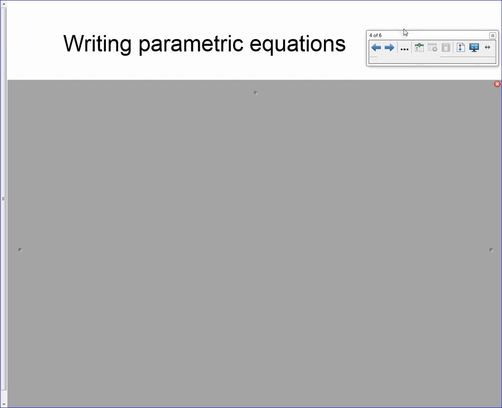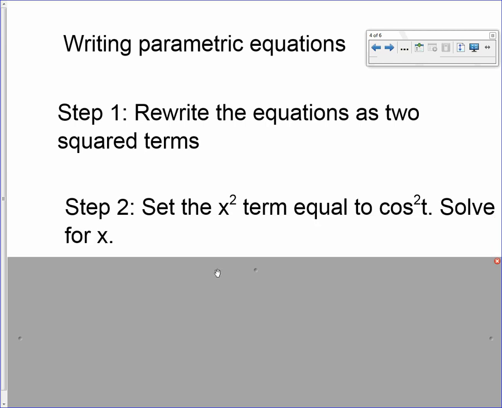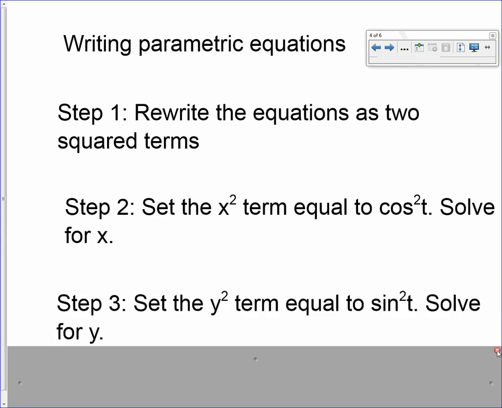So writing parametric equations means I give you a conic like you just saw on the last slide, and you're going to turn it into a set of parametric equations. The set means you need two equations. You need one to describe the x motion and one to describe the y motion. So the first thing you're going to do is rewrite the equation as two squared terms. Then you are going to set the x term equal to cosine squared t and solve for x. We have to use cosine because if you think of your unit circle, cosine is always in the x position. You're going to do the same thing for y squared, but you're going to set it to sine squared t and then solve for y.